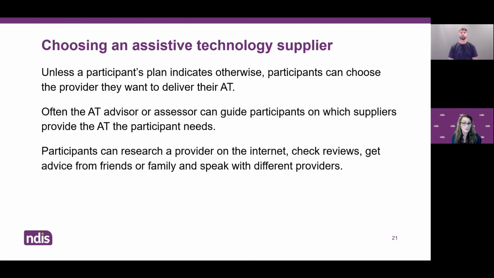A participant or their nominee can choose the providers they want to deliver the AT unless the plan indicates otherwise. Specialised providers may be required to support the implementation of higher cost AT, for example, fitting and training in the use of certain equipment. It is important that the participant chooses the right provider for them, and they should understand their plan and budgeted supports before starting to choose their providers.